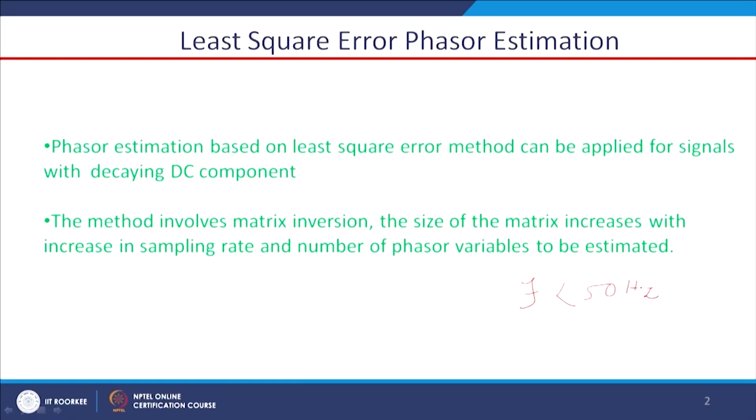But the problem here comes: the frequency which is less than this 50 hertz is known as subsynchronous frequency. Phasor estimation of a signal with that frequency component is difficult in case of DFT, that is the discrete Fourier transform. And also it is difficult to some extent to extract the decaying DC component in case of DFT.